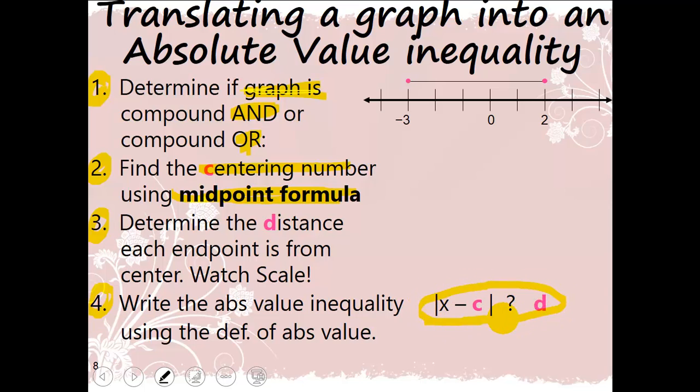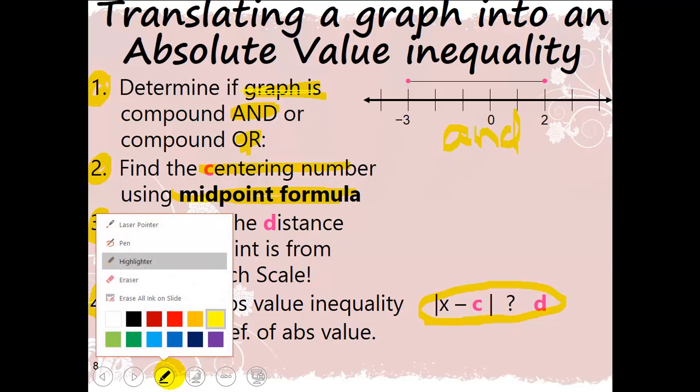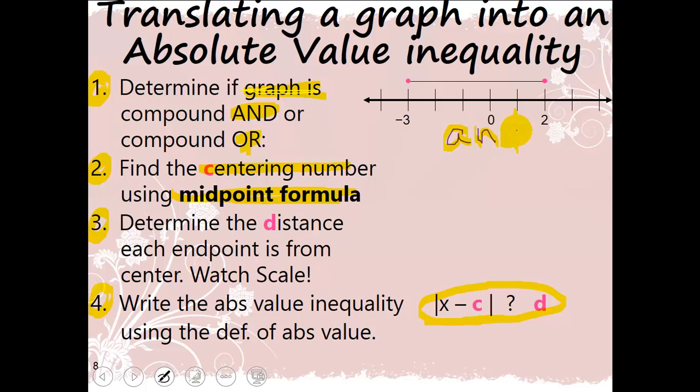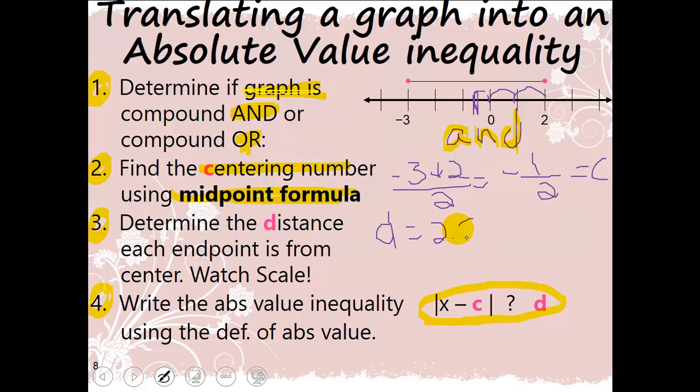Okay? So this is an and. Okay, my centering number, that means I have to find the midpoint between the endpoints. So -3 plus 2 divided by 2 is equal to -1/2. So here's my center. That's C, and then I have to determine the distance that the center is from the endpoint. So I'm just going to count 1, 2.5, 2.5 units.